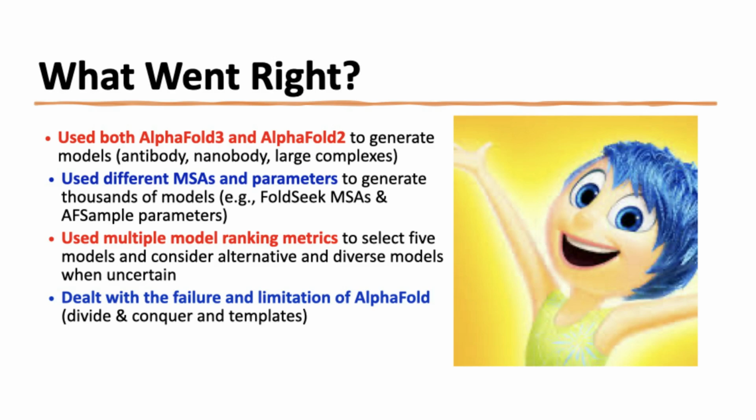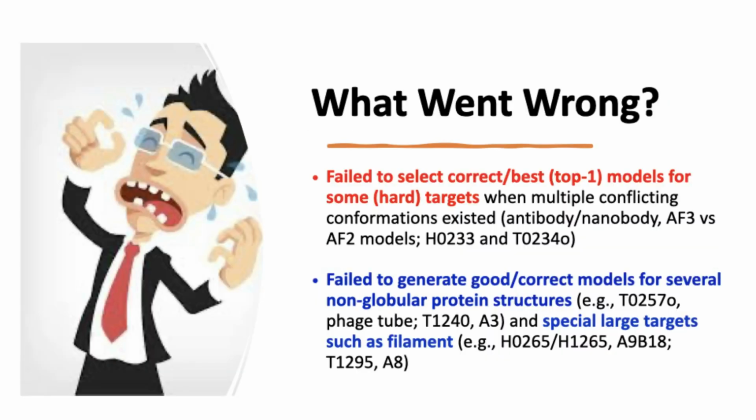And what went wrong? The major thing is we failed to select the correct best models as the number 1 model for some targets. And we failed to generate good, correct models for several non-globular protein structures and a few large targets such as filaments.